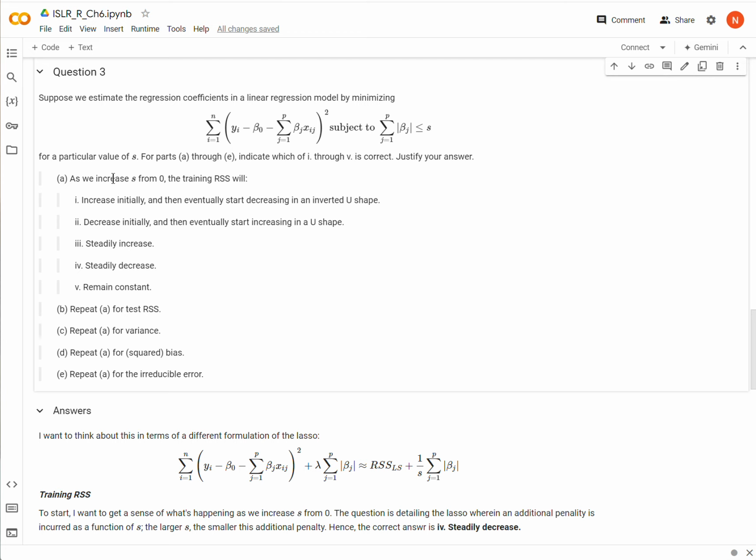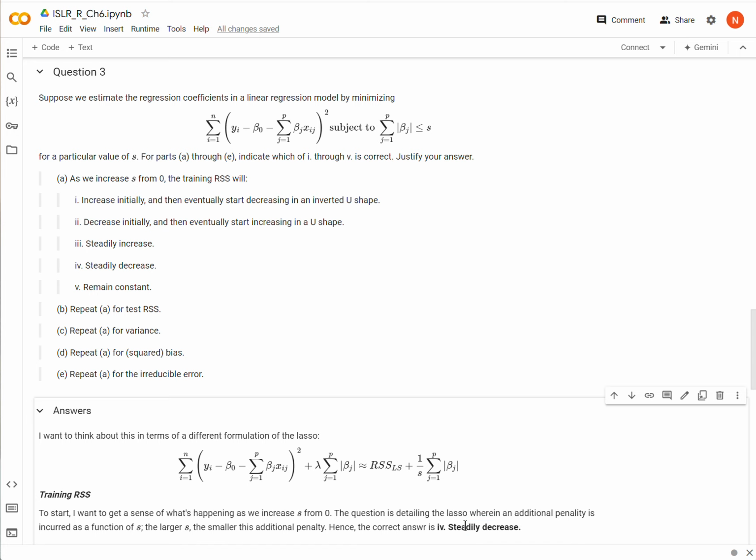So what is happening as we take s from 0 up to infinity? We're imposing less and less of a penalty, because we had a maximal penalty when s equals 0 and 0 penalty when s equals infinity. As s gets bigger and bigger, the residual sum of squares is going to steadily decrease. And so that's our answer here.